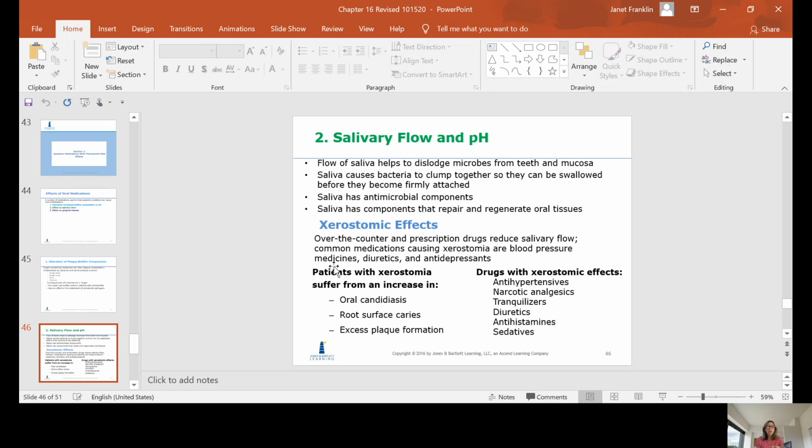Common medications that cause that are your blood pressure medicines. Blood pressure medicines often contain a diuretic, so they take the excess fluid out of your body. Antidepressants are another category that can cause severe xerostomia. Allergy medicines, like Benadryl, dry out your mouth. Lots of these can cause oral candidiasis, or in other words, infection, root surface caries, so decay on the teeth, or excess plaque formation.